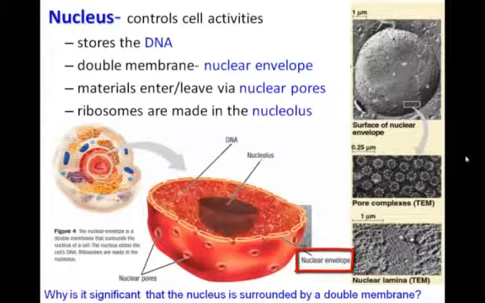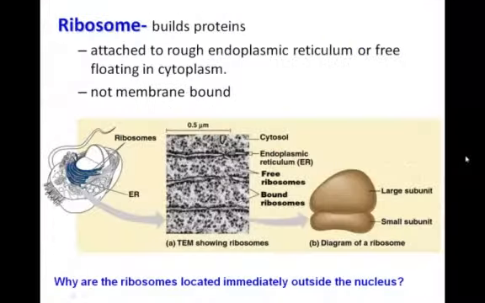Anything that enters or leaves the nucleus has to go through the nuclear pores. Within the center of the nucleus is the nucleolus, and the nucleolus builds our next cell structure called the ribosomes. Ribosomes' chief job is to build proteins. They're attached to a structure called the rough endoplasmic reticulum, though you'll often find them floating in the cytoplasm. It's interesting to note that these are organelles that don't have a membrane around them.